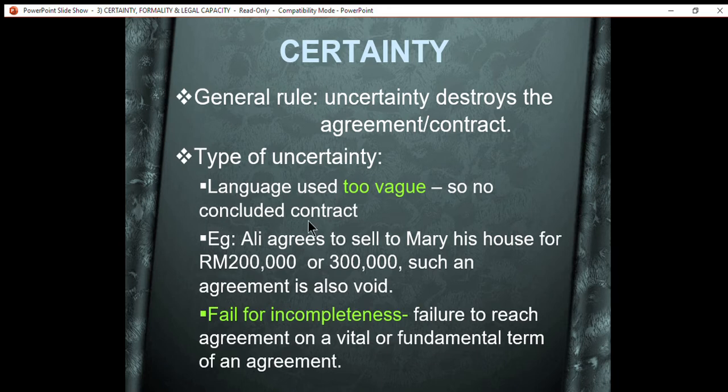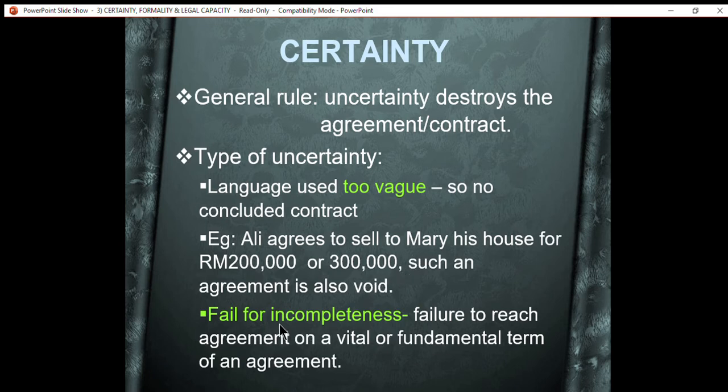You may refer to the example here. Ali agrees to sell to Mary his house for 200,000 ringgit or 300,000 ringgit. Such an agreement is also void. Because of the use of the word "or", we don't know whether Ali wants to sell for 200,000 or 300,000 ringgit. So there is no concluded contract, and the agreement is void.